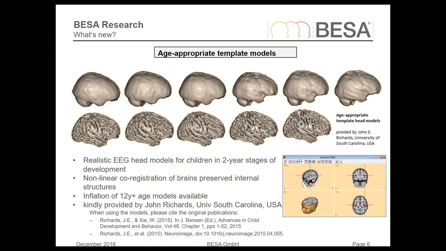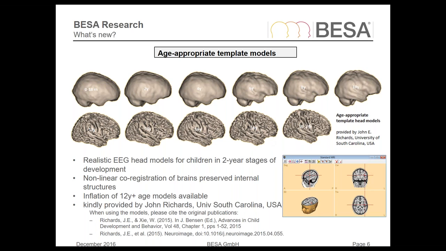The models have been computed for children with age ranges of 2 years gaps. So they start at infant age and then move in 2-year steps up to approximately 20 to 24 years of age. The nonlinear co-registration of the brains that was used preserved the internal structures, so you can easily recognize the gyri in the model anatomy. For children of 12 years or older, we also have the inflated models available.